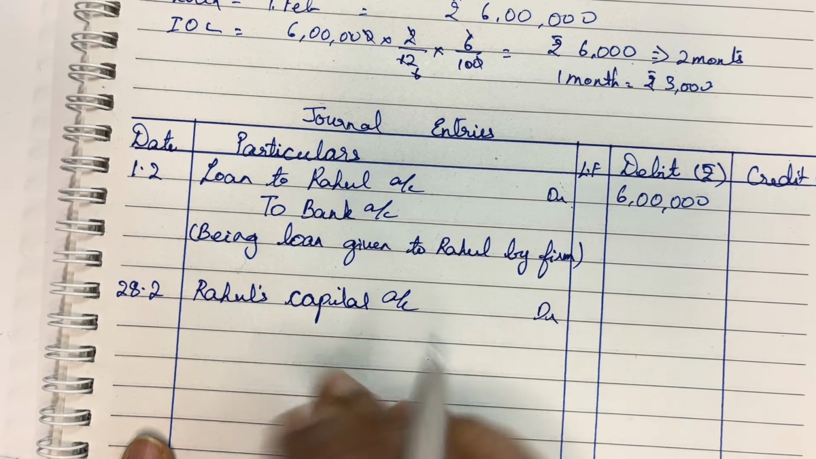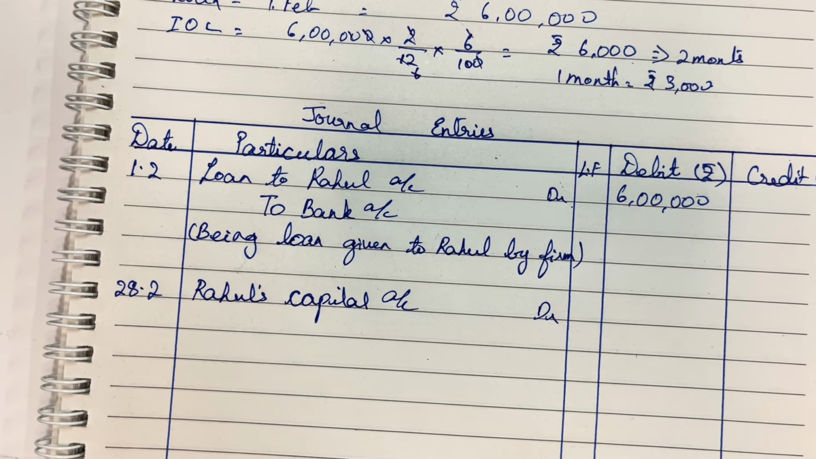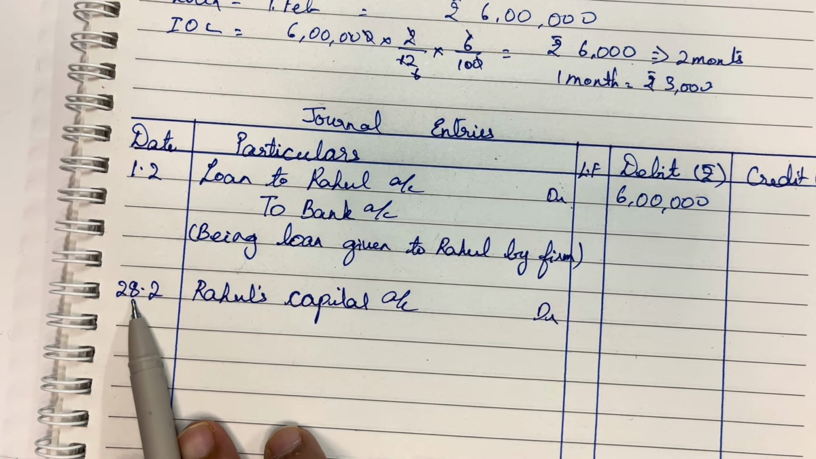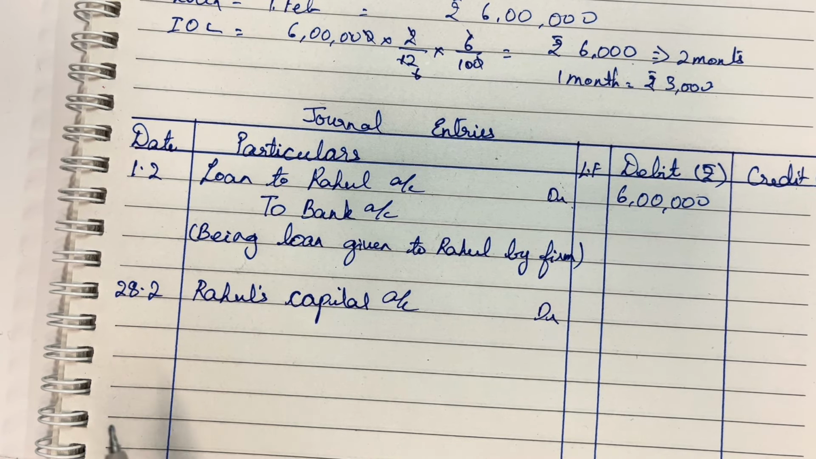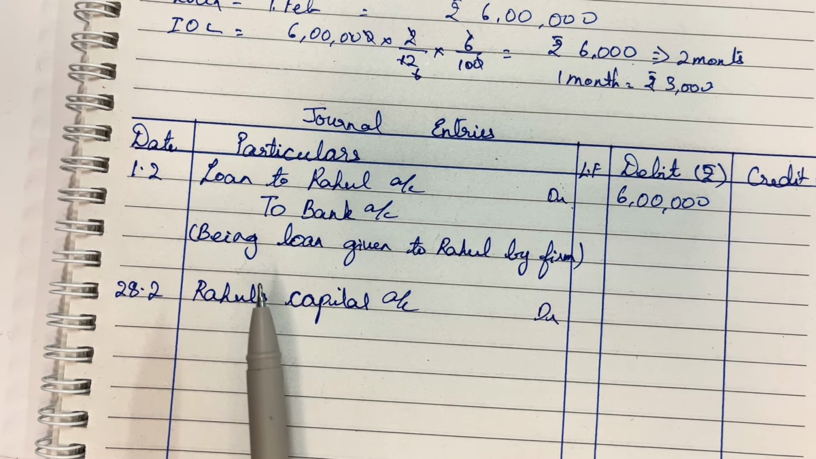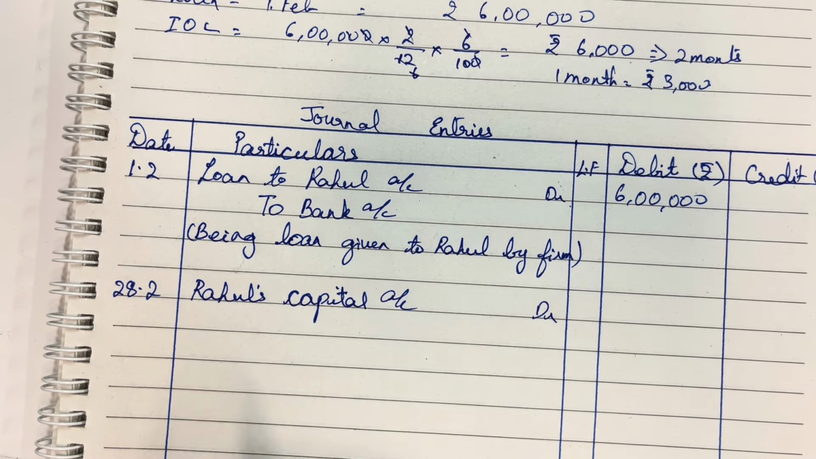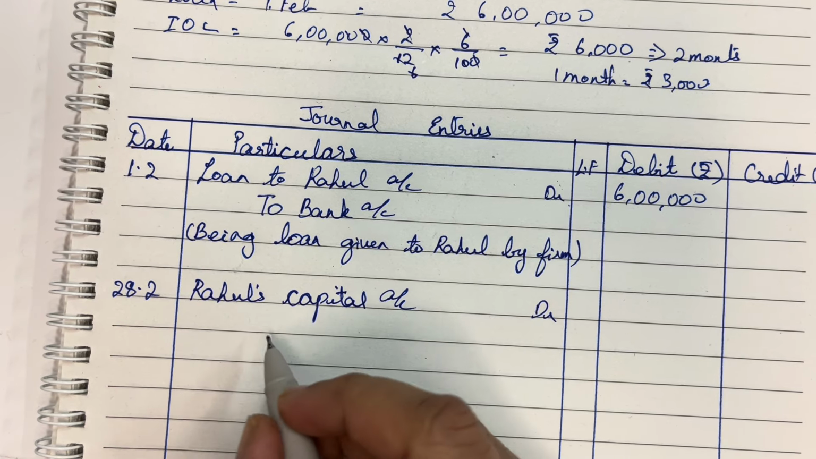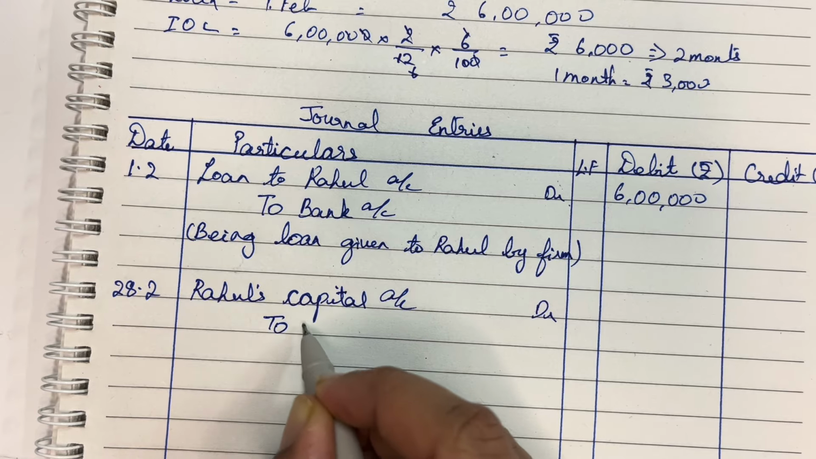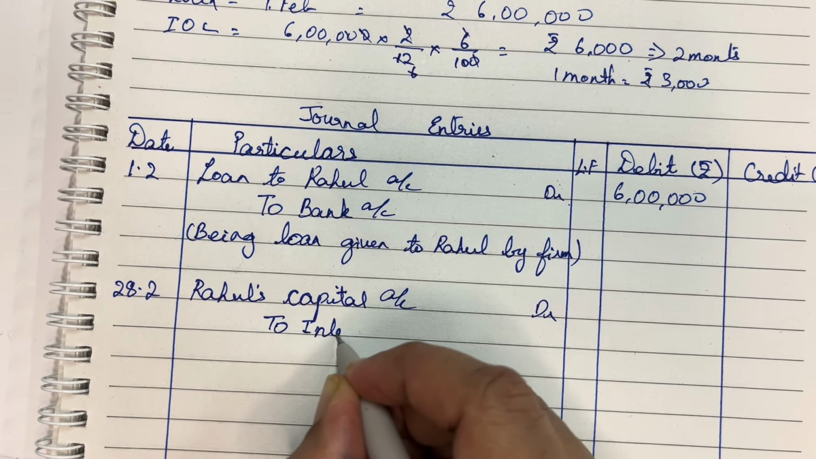account debit. Why are we writing capital account and not loan account here? It is because on 28th February the interest has fallen due. Okay, but Rahul has not yet paid it. He is paying only on 5th of March. He has not yet paid, it's just fallen due. So where will the interest on loan amount be taken? It will be taken from his capital account. So Rahul's capital account debit to interest on loan account.